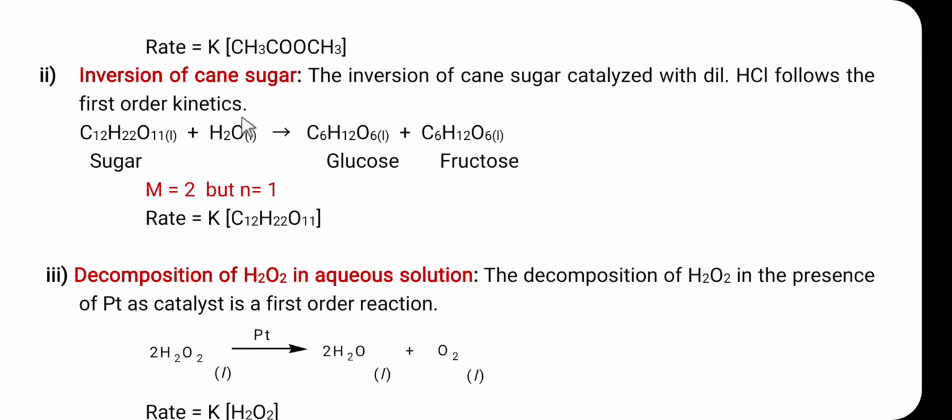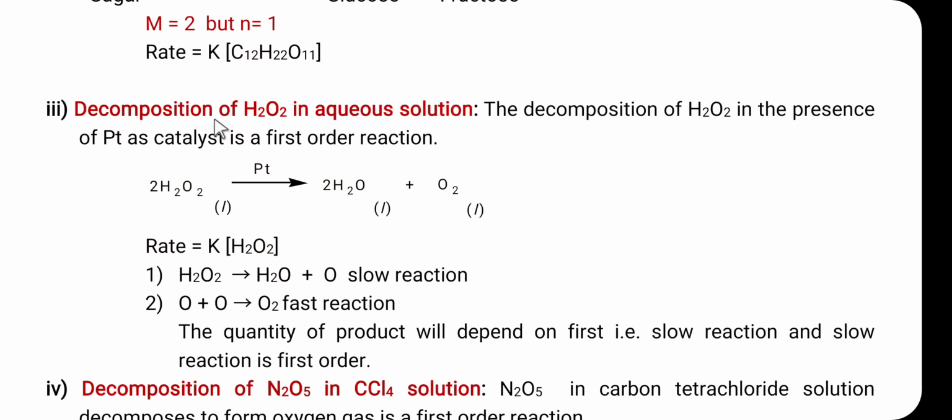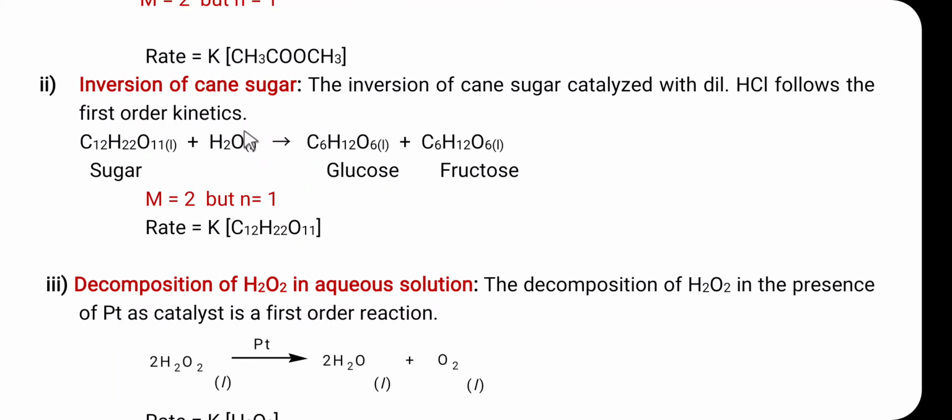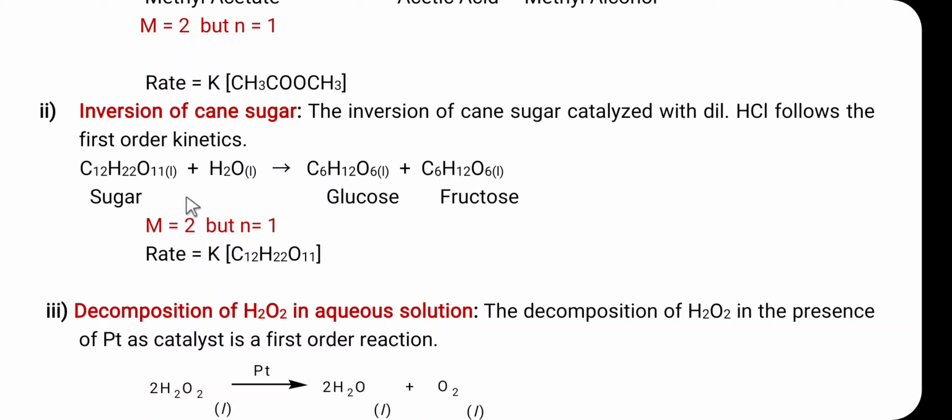So, let us consider the first 2 examples once again: hydrolysis of ester as well as the inversion of cane sugar, then decomposition of hydrogen peroxide. In these cases, molecularity is 2, but the order of reaction is 1.